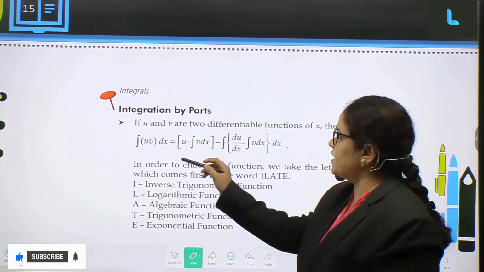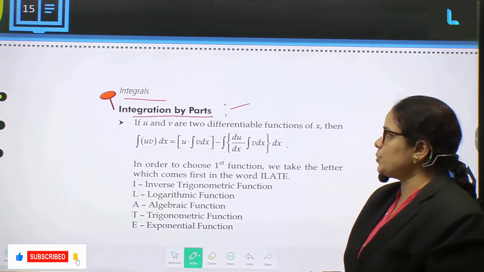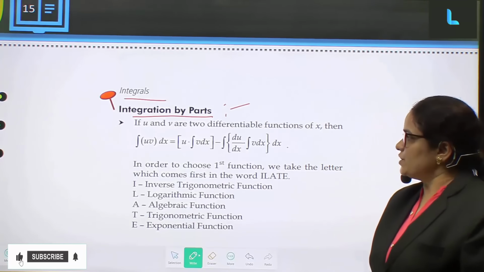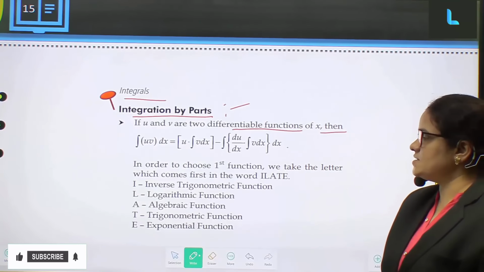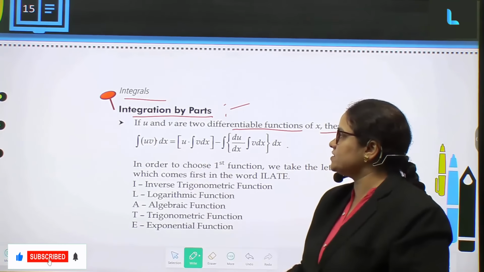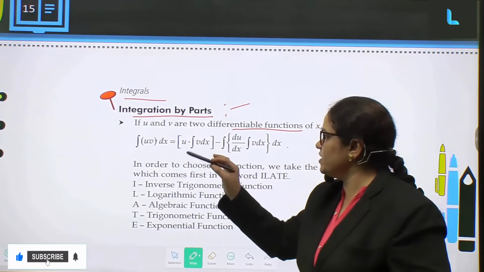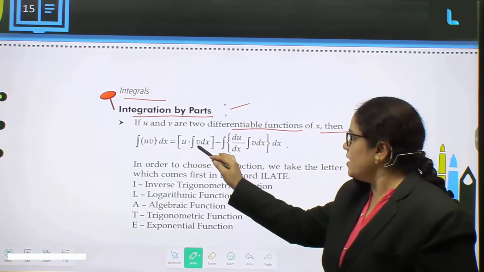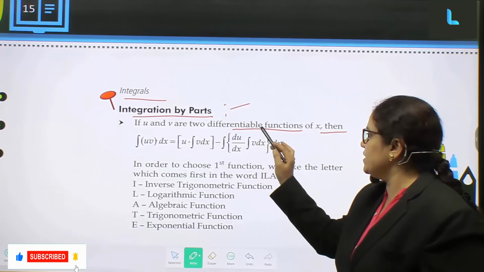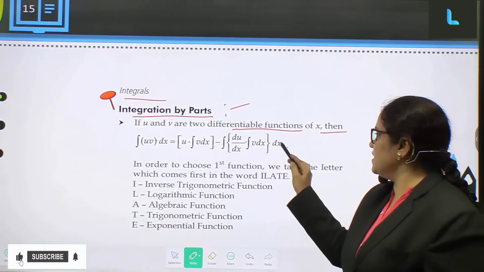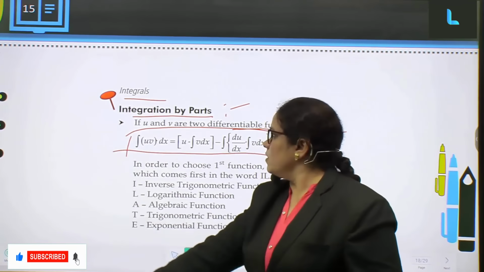Next, the topic is integration by parts. If u and v are two differentiable functions of x, then integral uv dx equals u into integral v dx minus integral of (du by dx into integral v dx) dx. This is the integration by parts formula.